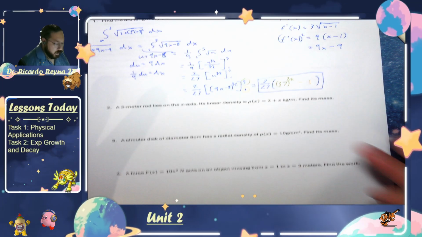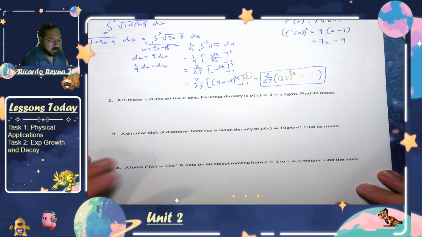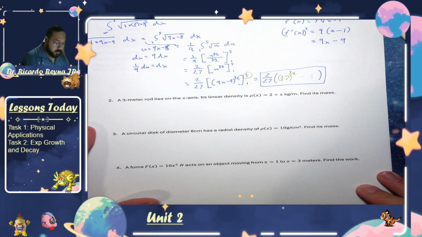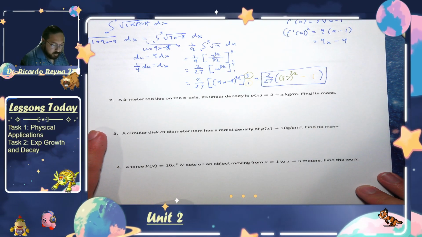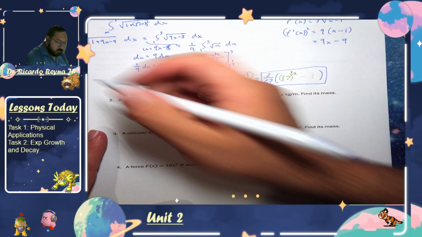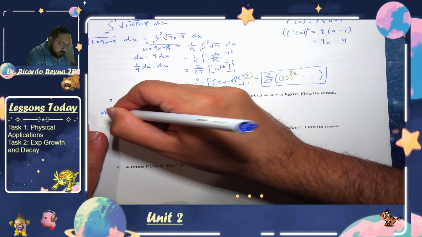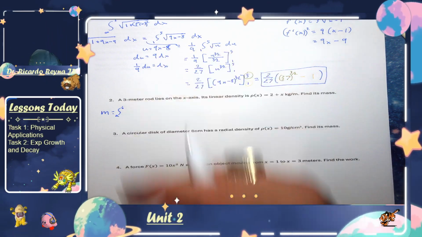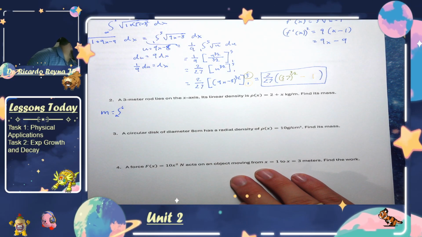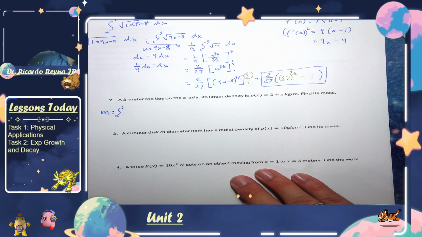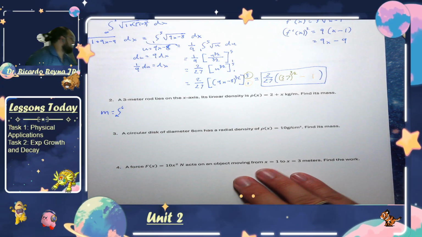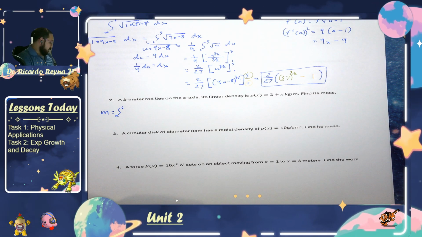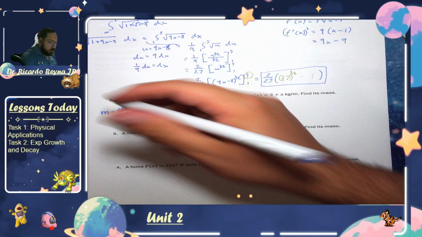All right, number 2. A 3-meter rod lies on the x-axis. Its linear density is rho equal to 2 plus x kilograms per meter. Find its mass. So the mass is defined as the integral from a to b of, I don't even remember, let me pull it out. It is just the rho function itself.